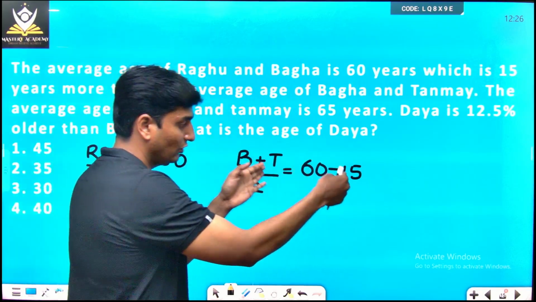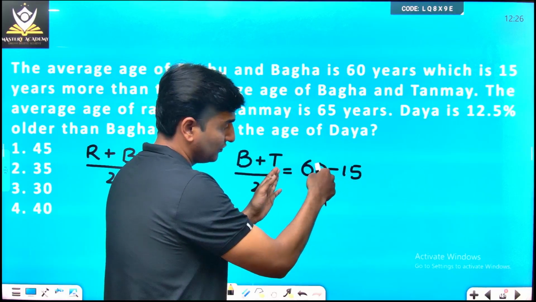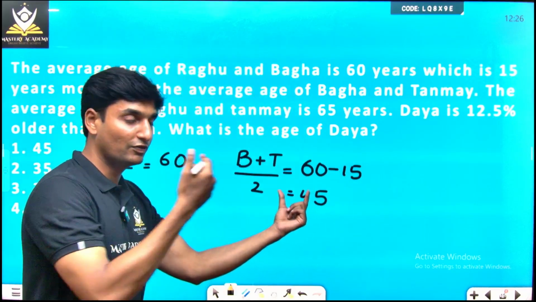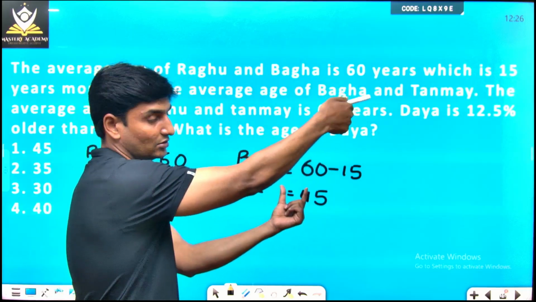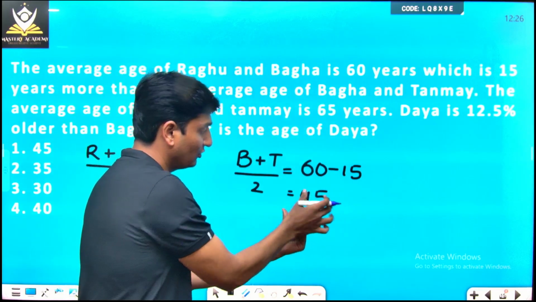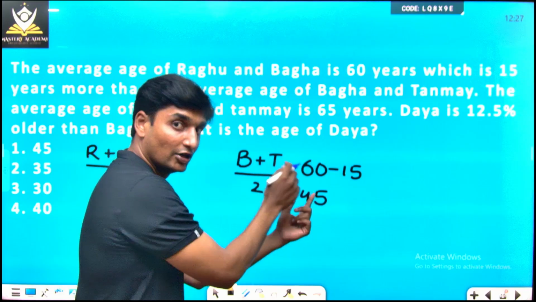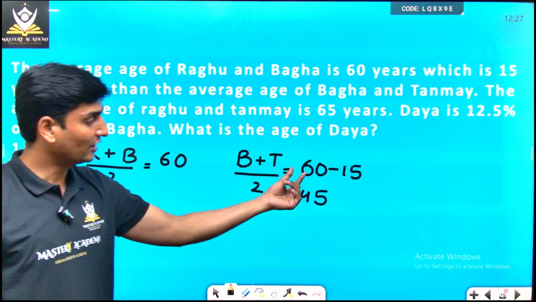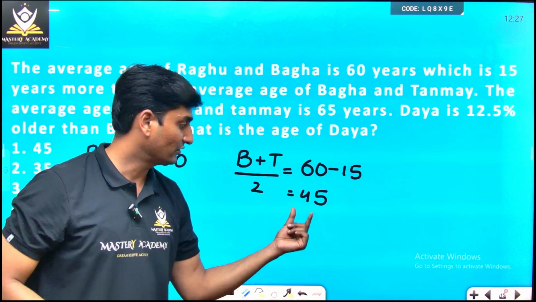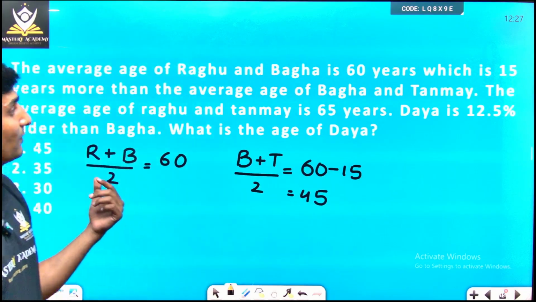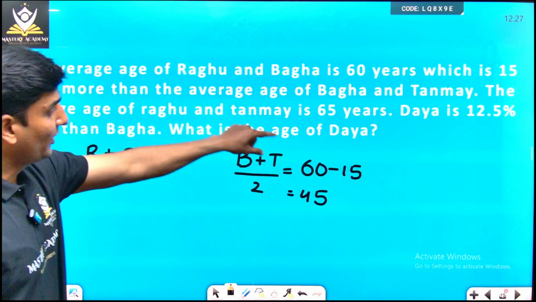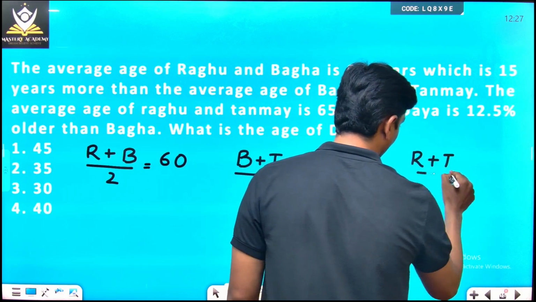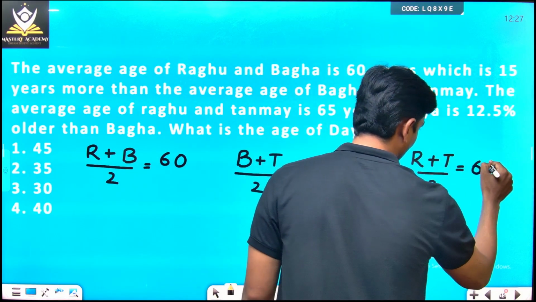Okay, so whatever value we obtain here, 60 minus 15, is 45. If you add 15 more, according to the condition that has been applied, to the average age of Bhaga and Tanmay, you will get the average age of Raghu and Bhaga. So I can take 60 minus 15, which is equal to 45. Then the average age of Raghu and Tanmay is 65 years. Raghu and Tanmay's average age, divided by 2, is 65 years.